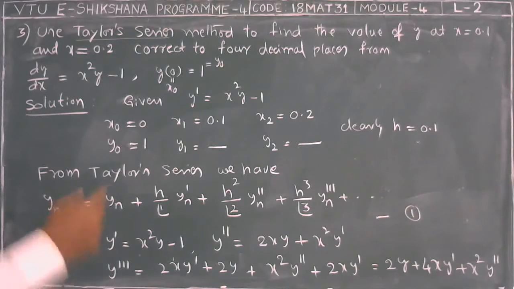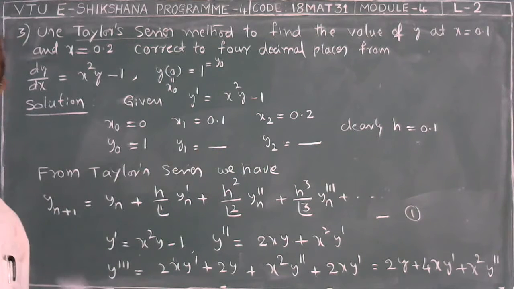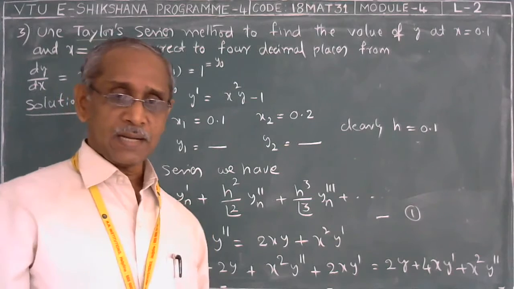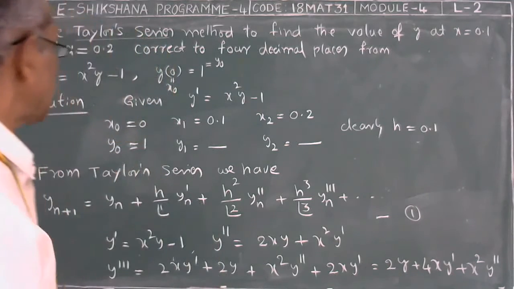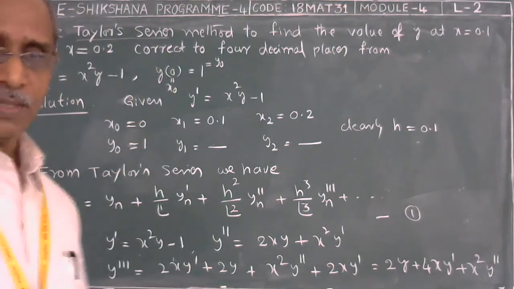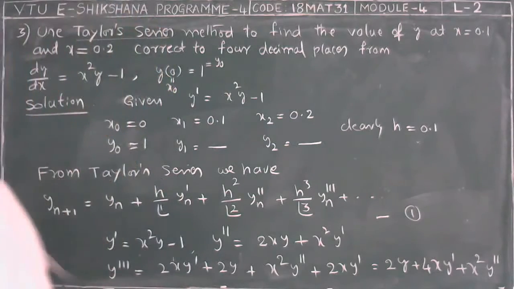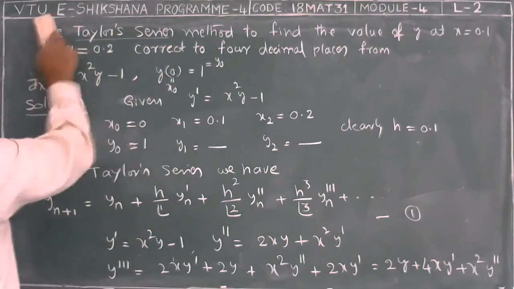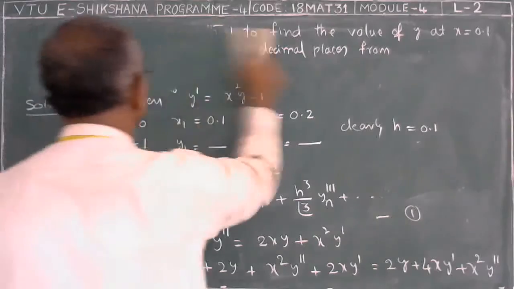Okay, so let me put n is equal to 0 and 1 to obtain the numerical values of y1, y2 corresponding to x is equal to x1, that is 0.1, and x is equal to x2, that is 0.2. Okay, so I'll remove this. I need space.